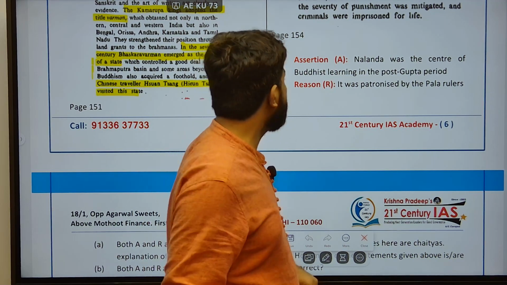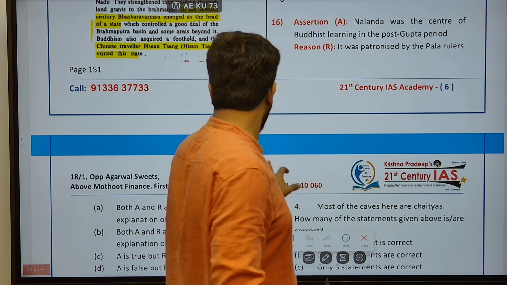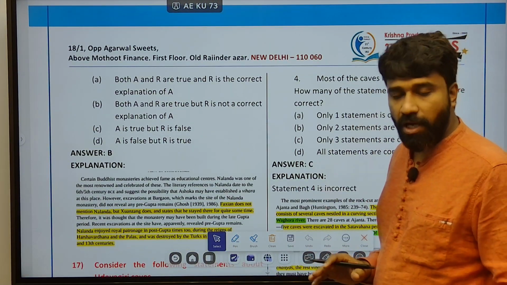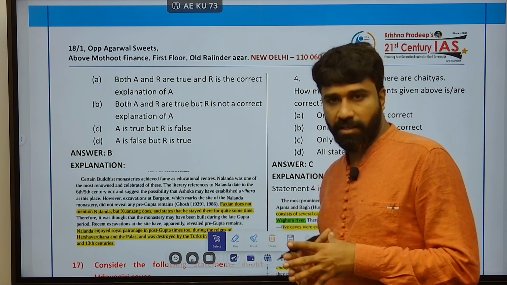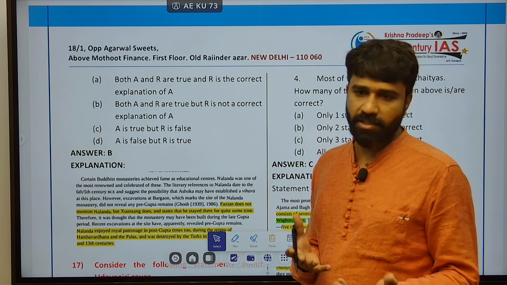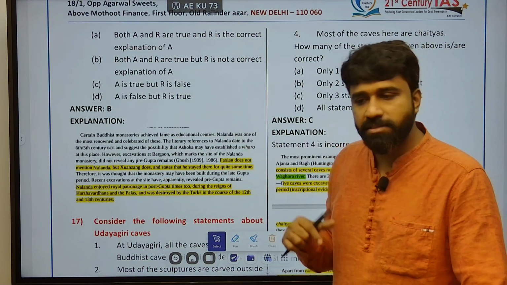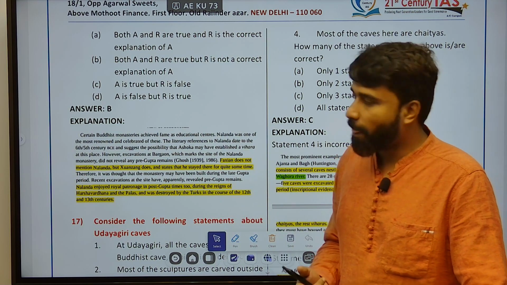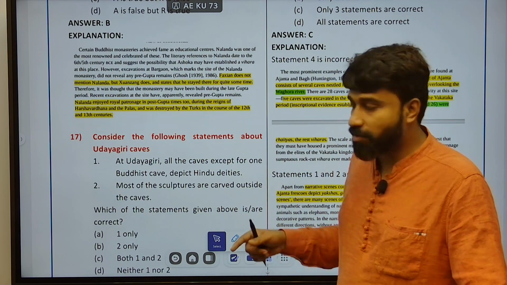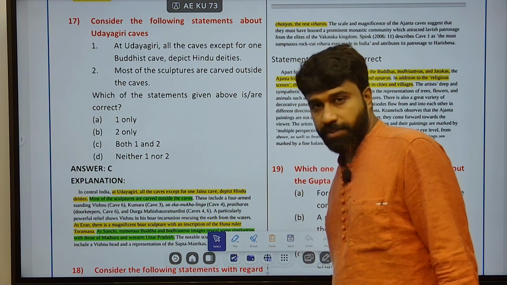Next, Nalanda was the center of Buddhist learning in the Gupta period. Yes, and it was patronized by Pala rulers. Yes, that is true, but both are true without any interlinking here. So Nalanda was patronized by the Guptas and patronized by the Palas. There is no interlink between them. Okay. So statement 1 is not being substantiated by statement 2. Both are true, but not having any relationship, not giving any explanation. Next, consider the following statements about Udayagiri caves.